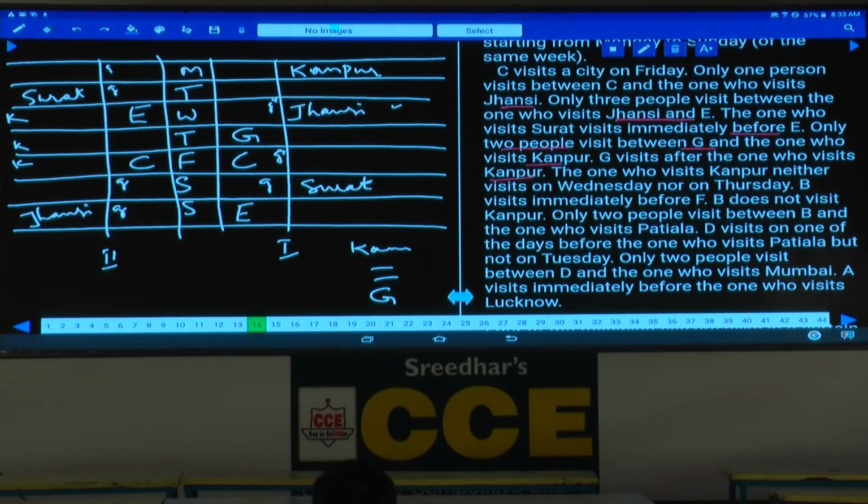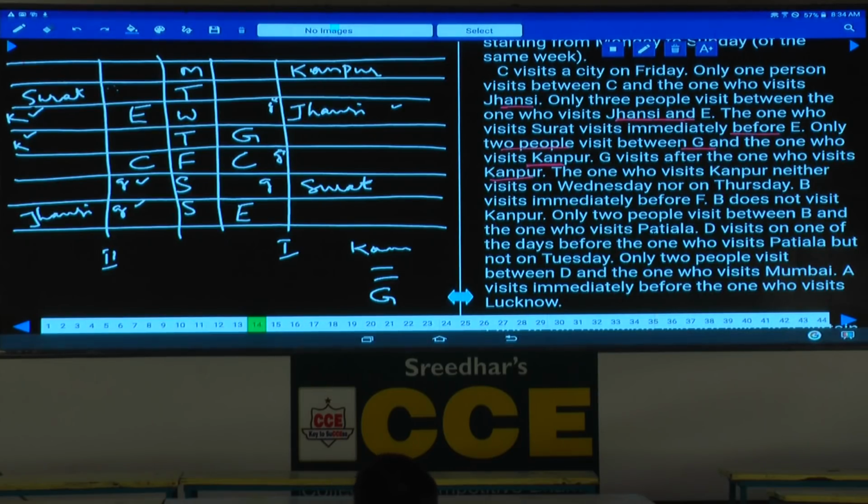Clear now? Only 2 people visit between G and the one who visits Kanpur, and G visits after the one who visits Kanpur. Hence, in this one, these 2 cases are ruled out, isn't it? If Kanpur is here, then G will be here. Or if Kanpur is here, G will be here. Hence, how many possibilities for this? Kanpur and G, there are only 2 possibilities. 2 persons between G and Kanpur. Next one. And the one who visits Kanpur neither visits on Wednesday nor Thursday. Kanpur is neither Wednesday nor Thursday.